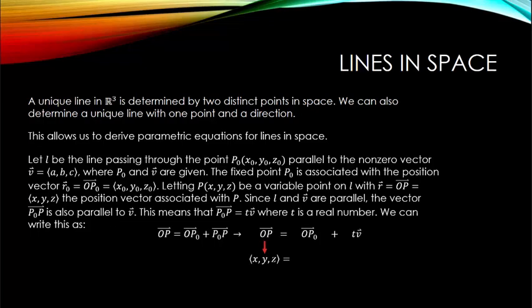But my vector OP is already specified as the component vector x, y, z, and my vector OP sub 0 is specified by the components x sub 0, y sub 0, z sub 0, and T times the vector V is just T times the components a, b, c. This can be written in compressed form as the vector r is equal to the vector r sub naught plus T times the vector V.